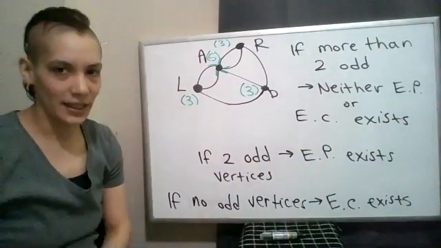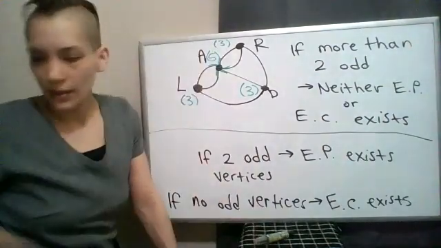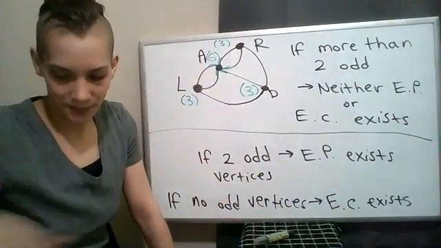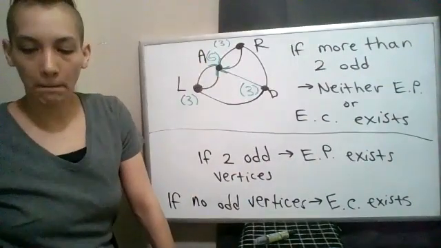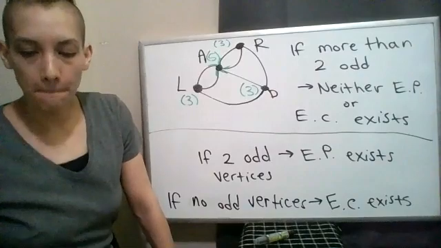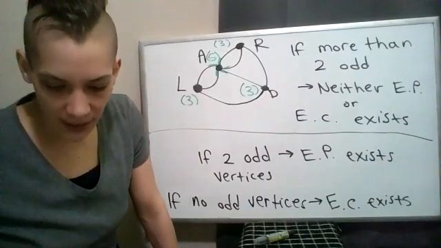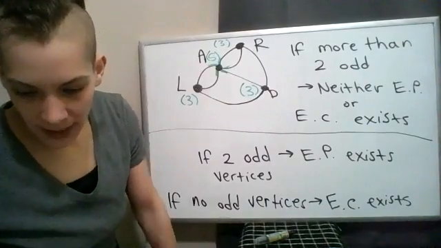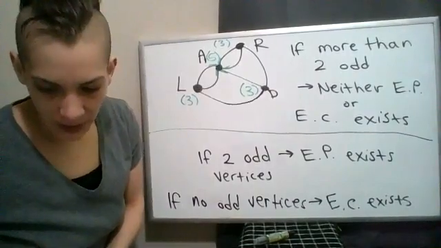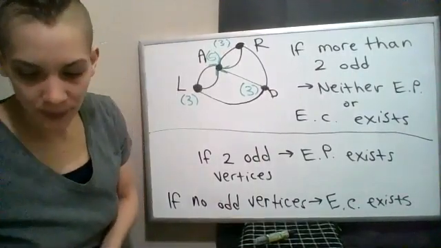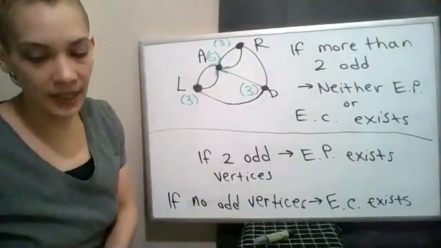Cool. Okay, so let's see what's in the book. Let's try this one. So this is a little piece of a map. It says that a driver is trying to find a route in which they visit every street once, with the starting and ending points being the same.